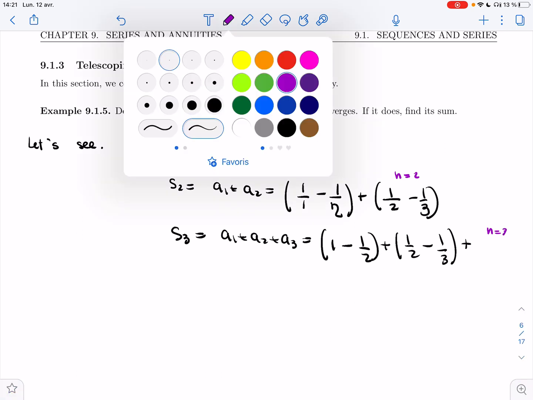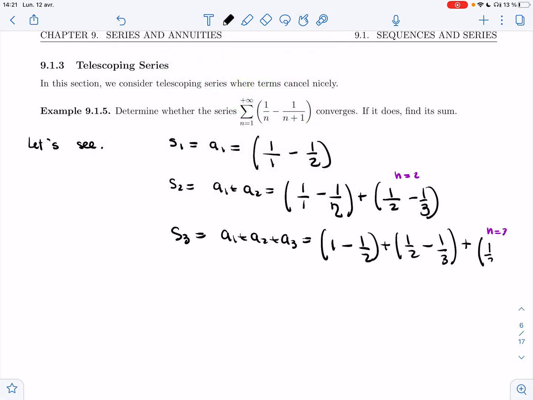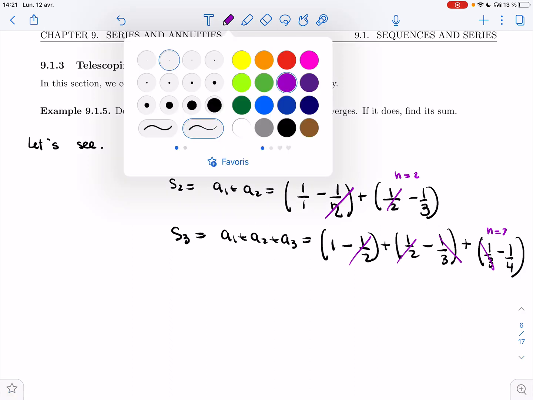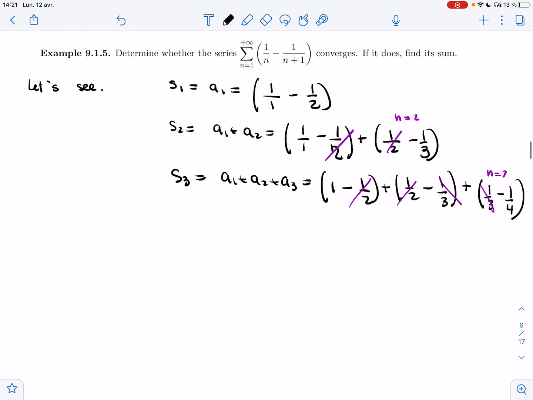I have 1/3 minus 1/4. All right, terms cancel. I don't know if you could see it, but this one cancels with that one. And then in S3, you have even more cancellations. And so every time it seems like you have the first part of the first term and the last part of the last term that stays. So let's try to see if that holds up for bigger n.